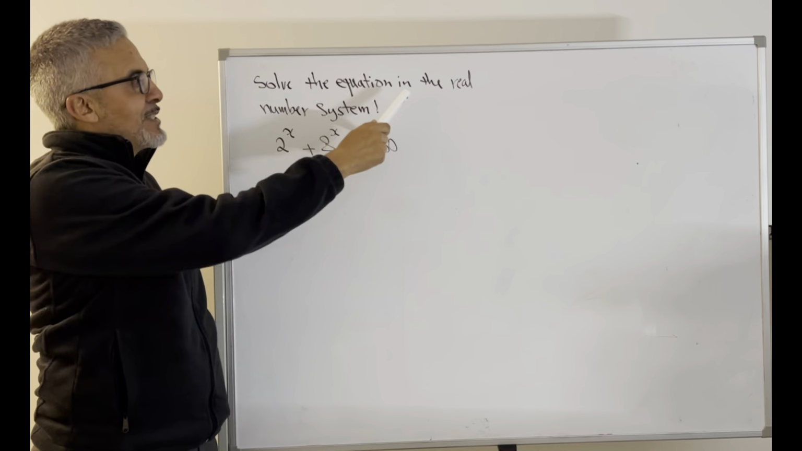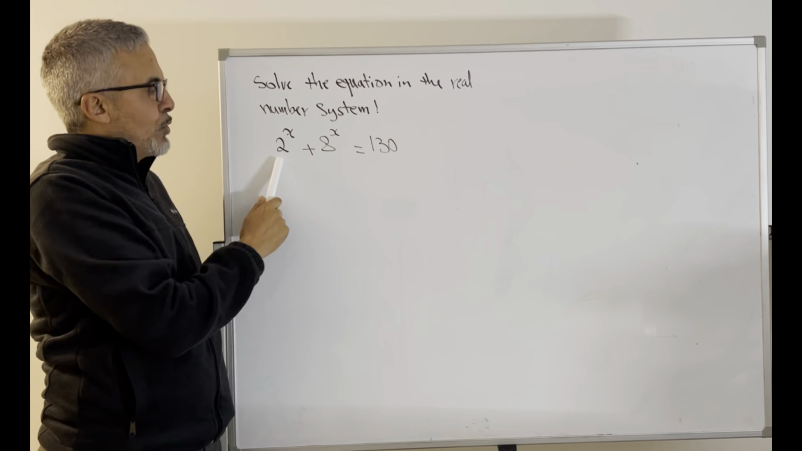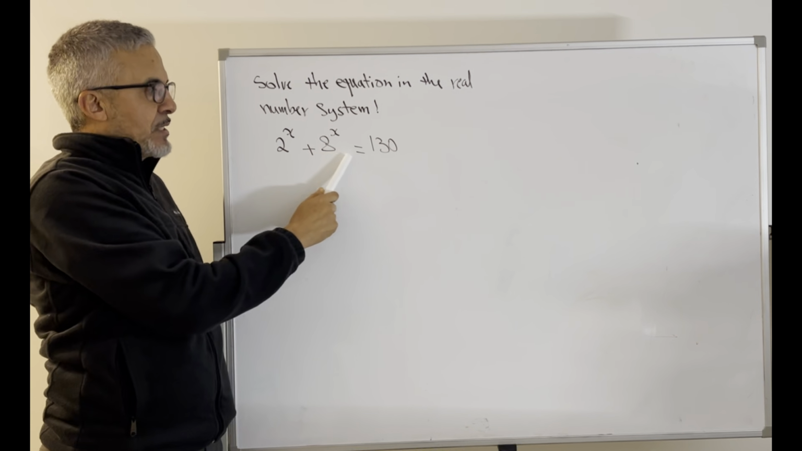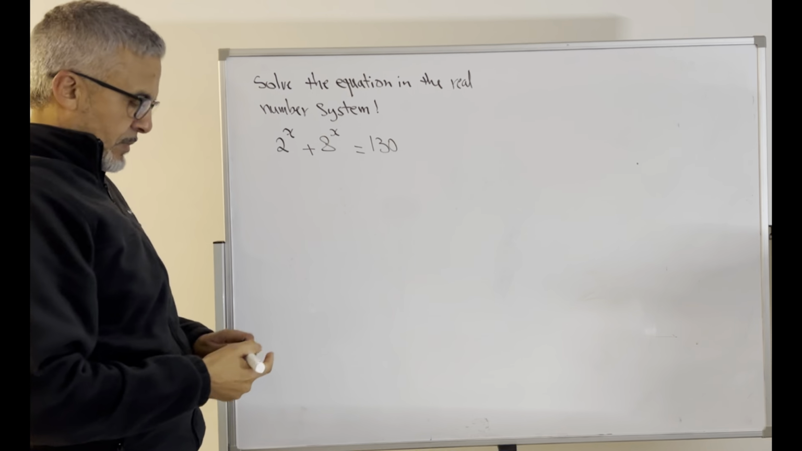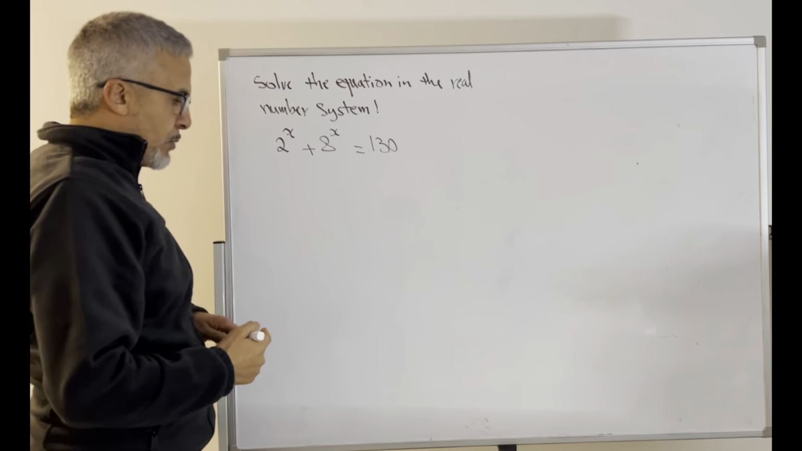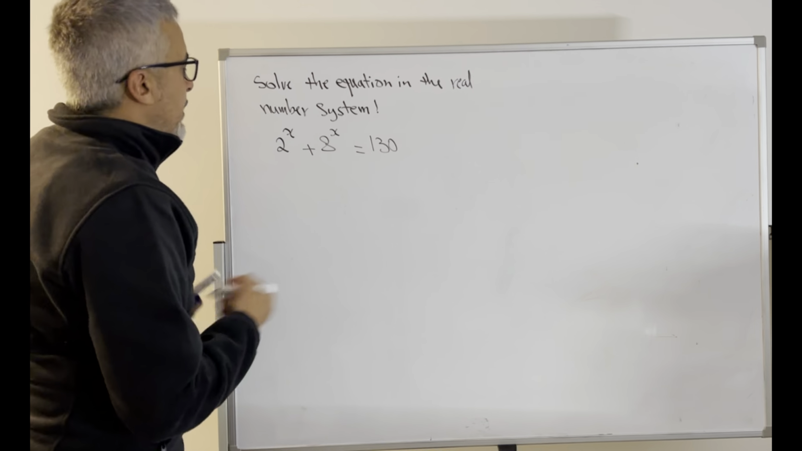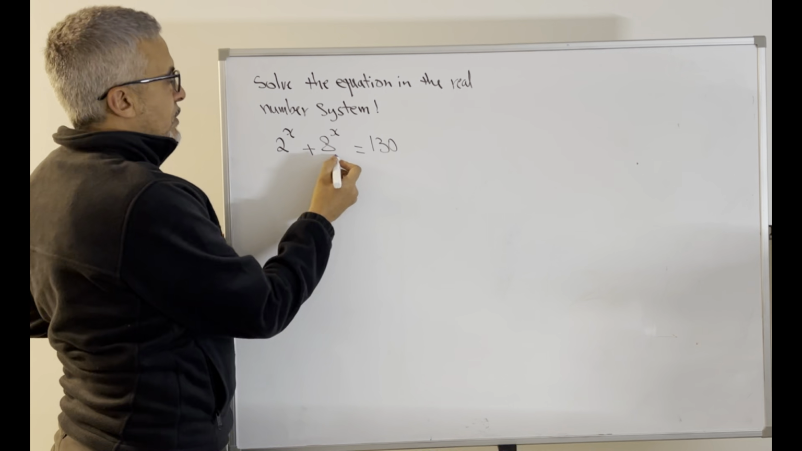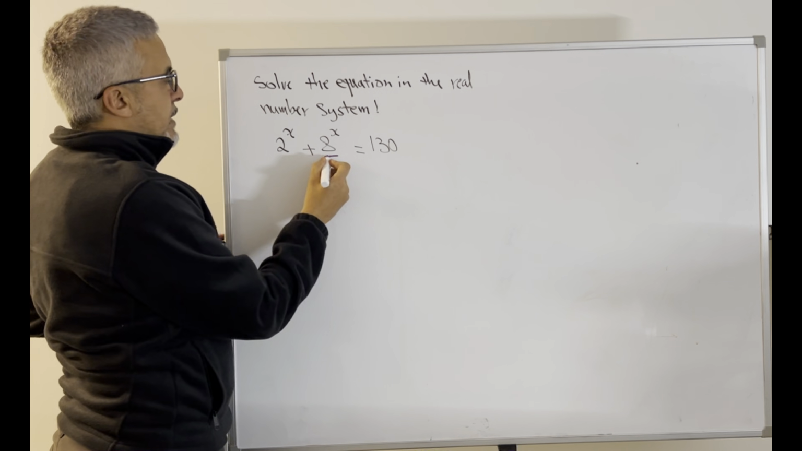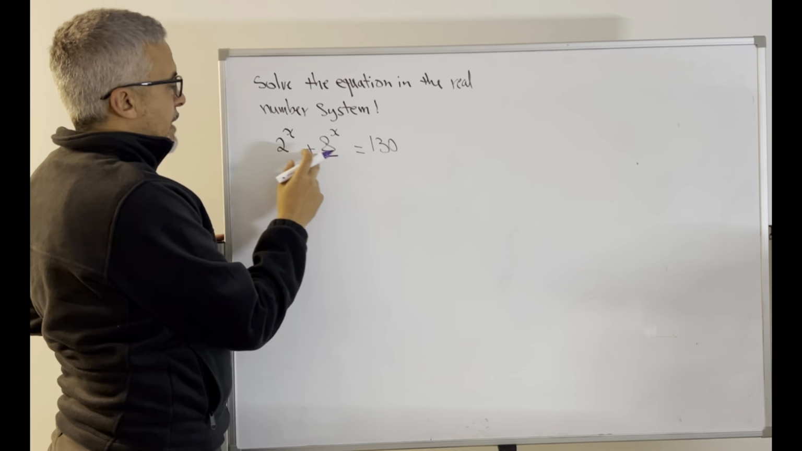So solve this equation in the real number system. 2 to the power of x plus 8 to the power of x equals 130. When we have an exponential equation like this, I think the first thing is we need to make the 8 have the same base as the 2.